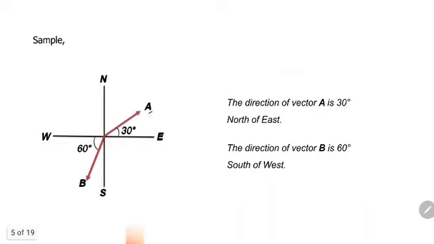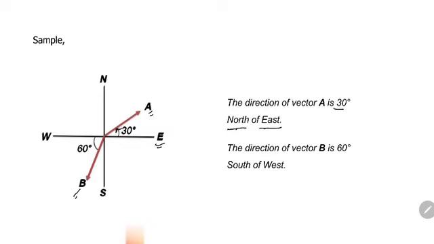So, I have vector A and vector B. Tingnan natin yung vector A. Ang vector A ay nagmula siya sa east, and nag-rotate siya sa east papunta saan? Papunta sa north. So, ang direction niya ay nagmula sa east papunta sa north. So, 30 degrees north of east. Nag-rotate ng 30 degrees papunta sa north, nagmula siya sa east.